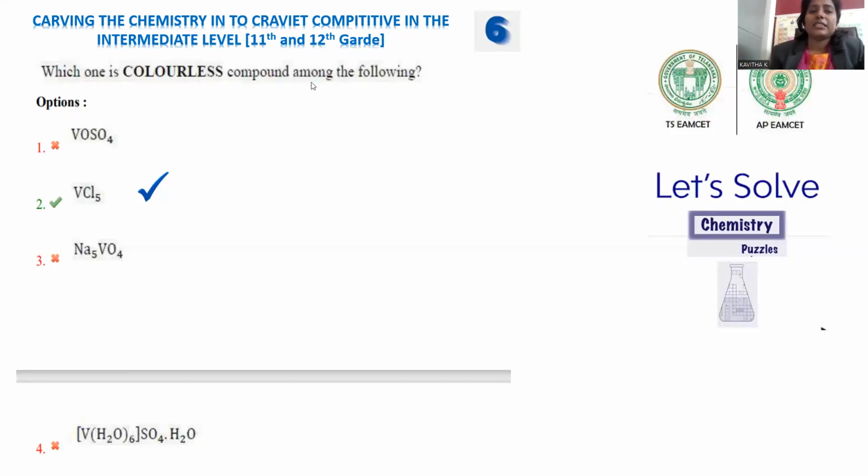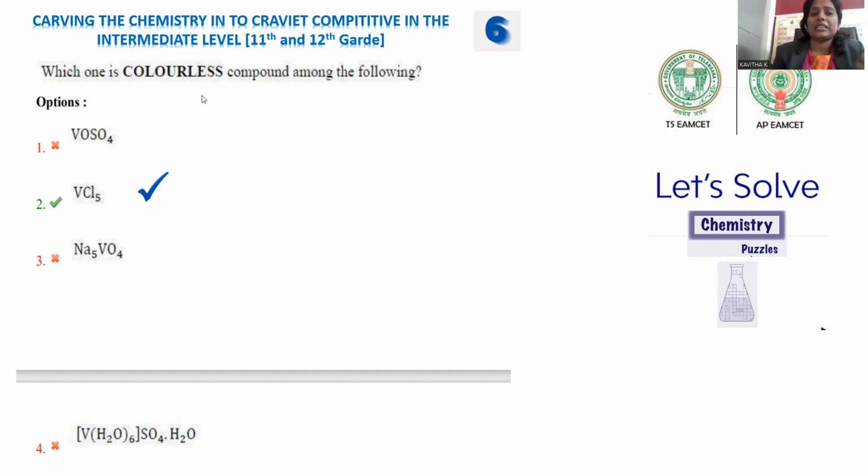Which one is a colorless compound among the following? Colorless compound we have to identify. So always remember, all the d block elements used to give intense colored compounds. So many colored compounds are available for d block elements. So many various valencies are also available. That's why we can use d block elements as the catalyst, an excellent catalyst in the industry. So these are the applications of d block elements, but few exceptions are there.